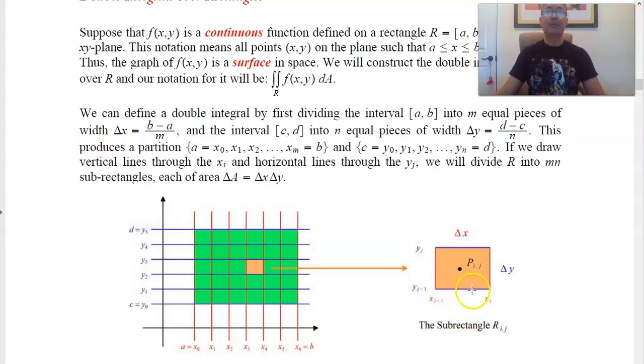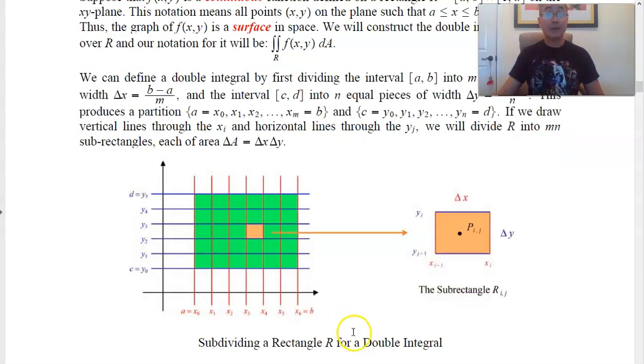Randomly, pick any point that you want, or you can pick the midpoint, find the midpoint of that rectangle, or you can pick the lower left endpoint, the lower right, the upper left, or the upper right endpoint. So many choices, okay? But it doesn't matter because we're going to take a limit.